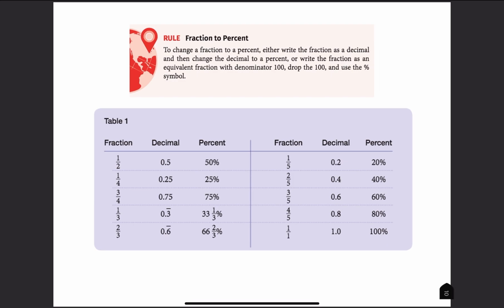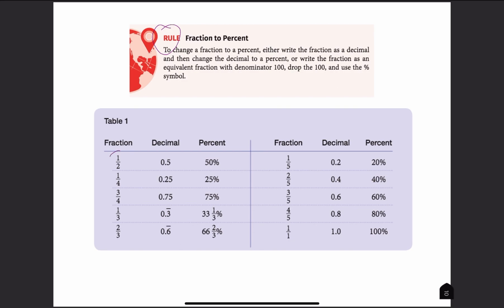So to go from fraction to percent, here's the rule, as the book likes to say. You can write the fraction as a decimal and then change decimal to percent, or you can write the fraction as an equivalent fraction with the denominator of 100, drop the 100, and use the percent symbol. I think what makes the most sense in most instances is to divide and get the decimal, and then turn it into a percent.